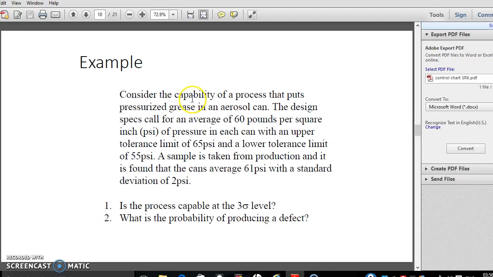Example: consider the capability of a process that puts pressurized grease in an aerosol can. The design called for an average of 60 pounds per square inch of pressure in each can, with an upper tolerance limit of 65 psi and a lower tolerance limit of 55 psi. A sample is taken from the production and it is found that the cans average 61 psi with a standard deviation of 2 psi. Is the process capable at the 3 sigma level? What is the probability of producing a defect?